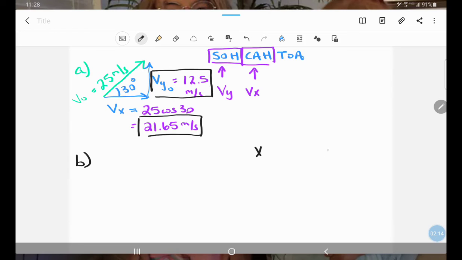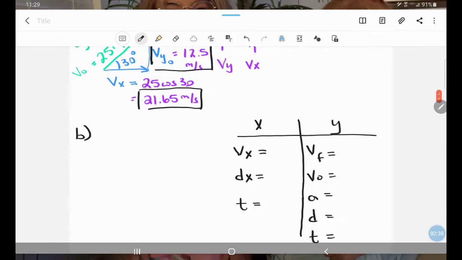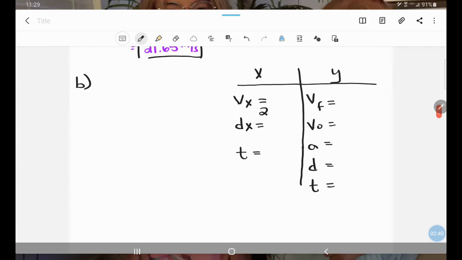Now, to get total time of flight for part B, again, before I do anything else, guys, I'll make a chart so that I can stay organized. Horizontally, we have Vx, dx, and t. Vertically, we have V final, V initial, acceleration, displacement, and time. So horizontally, guys, I have 21.65 here. Vertically, I have 12.5. Acceleration is negative 9.8.